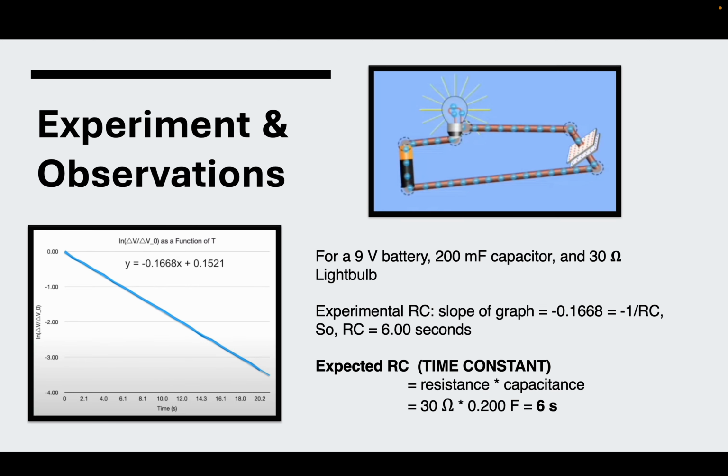As you can see in the graph I explained earlier, for a 9 volt battery, a 20 millifarad capacitor, and a 30 ohm light bulb, we calculated our time constant, which is resistance times capacitance: 30 ohm times 0.2 F equals 6 seconds.